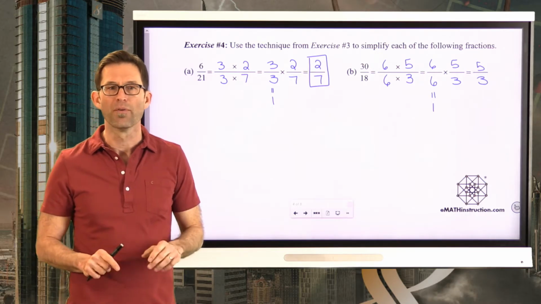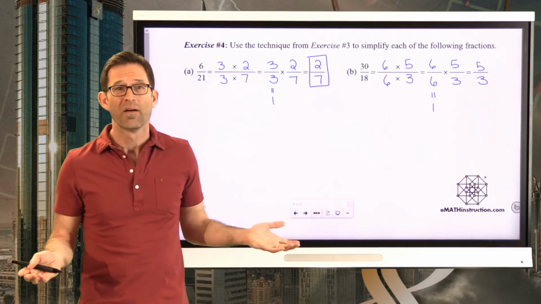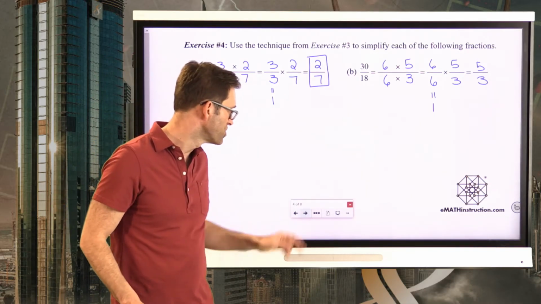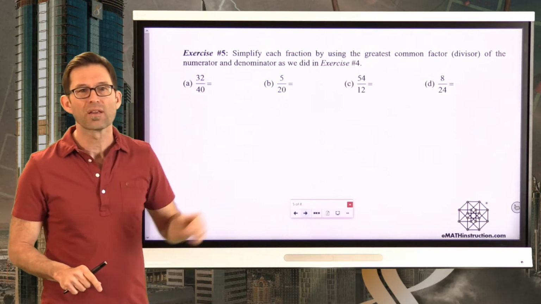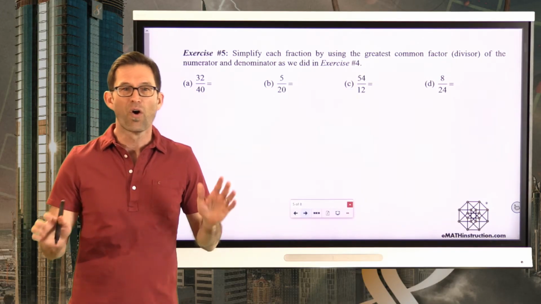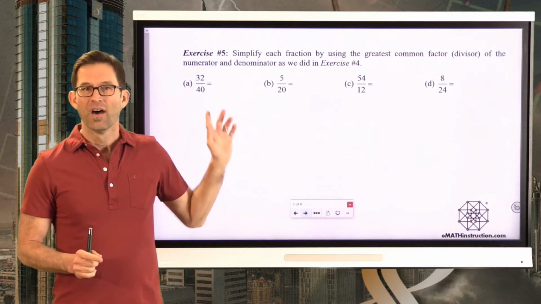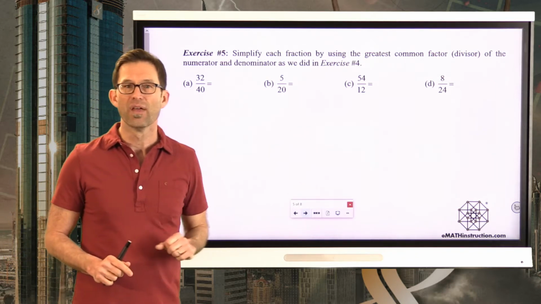Let's do this a bit more before we move back into exponents, because where did exponents go? I mean, I thought this whole unit was about exponents. We'll see them eventually. But let's take a look at exercise number 5. Simplify each fraction by using the greatest common factor, divisor, of the numerator and denominator as we did in exercise number 4. The last time I had this all really structured. This time, not as much. So let's do one of them together and then have you do the other ones on your own.